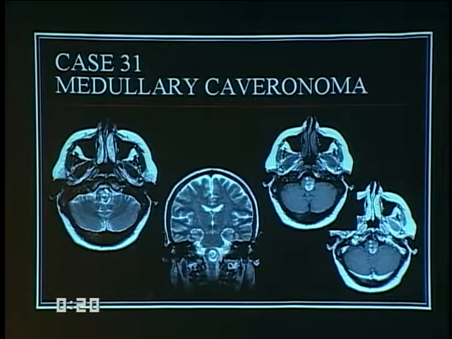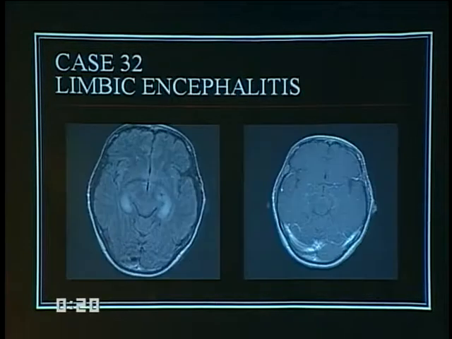This heterogeneous signal mass in the medulla with some very low signal areas indicating that there's probably been prior hemorrhage here, a little bit of enhancement as well. Hemosiderin makes that low signal, and this is a cavernoma. And this patient with abnormal high signal in the mesial temporal lobes, which may enhance slightly, but really not very significantly. It's a bilateral process, much less likely to be tumor, in this patient with limbic encephalitis.